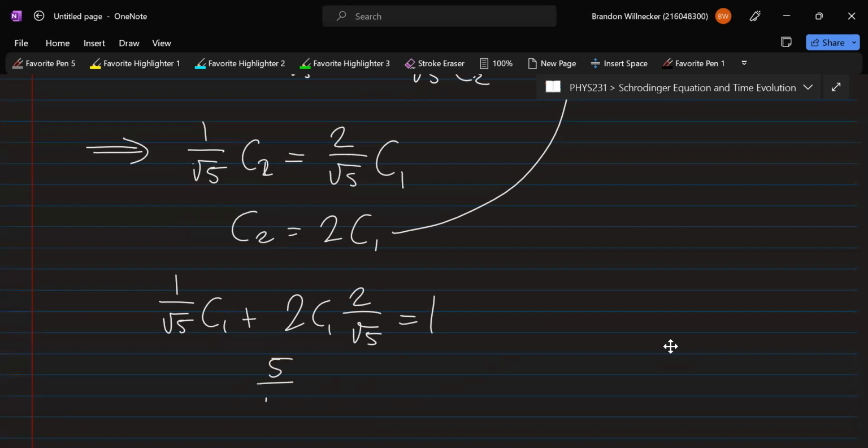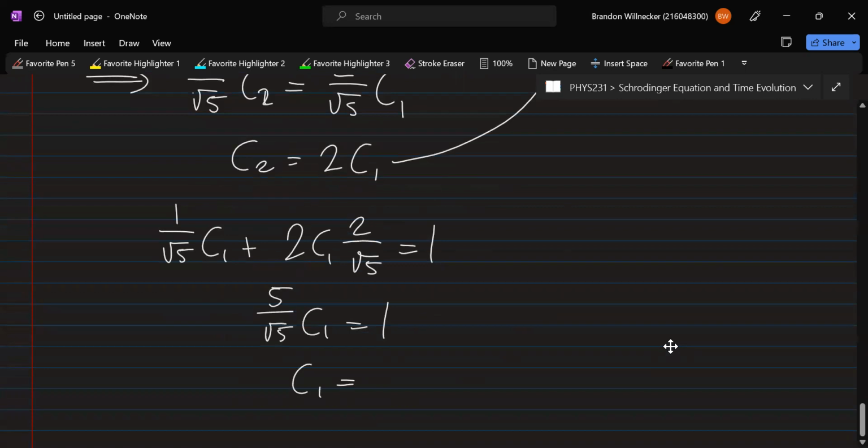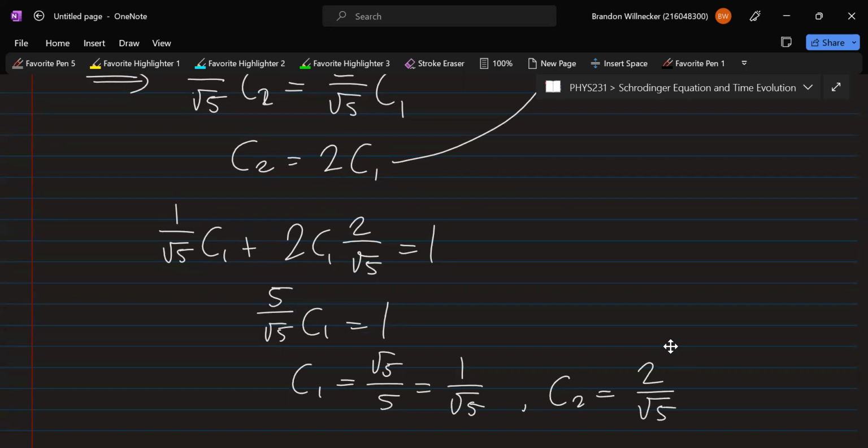C1 is equal to 1. So C1 is going to be root 5 over 5. And if we times top and bottom by root 5, we can write this as 1 over root 5. And then if that's C1, then C2 is twice that. So C2 is going to be 2 times root 5 over 5, or 2 over root 5.